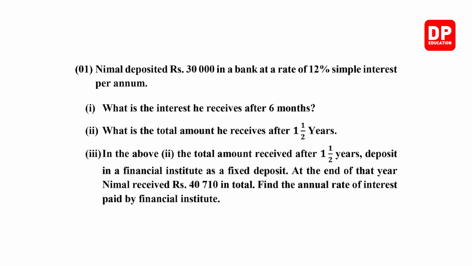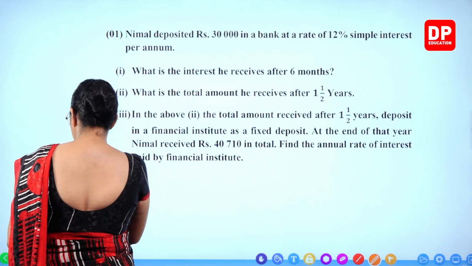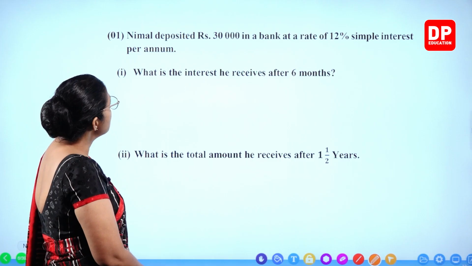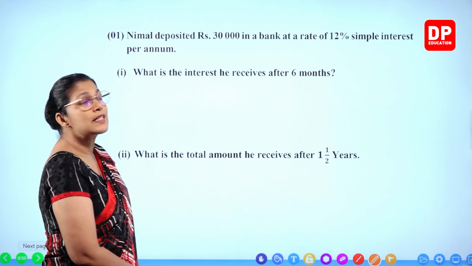Let's do question number 1. This is about a percentage question. Nimal deposited 30,000 in a bank at a rate of 12% simple interest per annum. What is the interest he receives after 6 months?